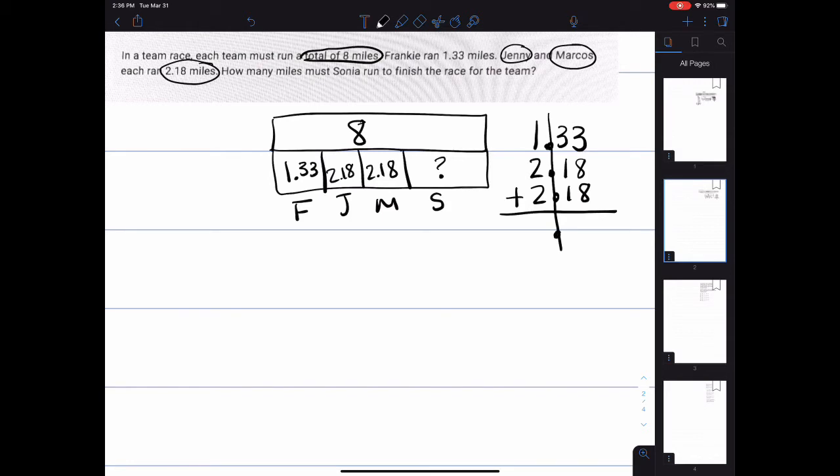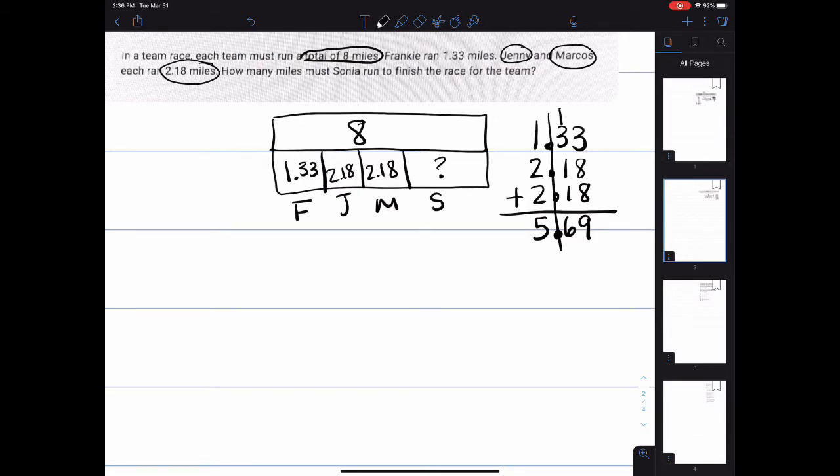I know that 8 plus 8 is 16, plus 3 is 19. Regroup my 1. 3 plus 1 is 4, plus 1 more is 5, plus 1 more is 6. Make sure that you have brought down your decimal, and then 2 plus 2 is 4, plus 1 more is 5. So I get a total of 5 and 69 hundredths.